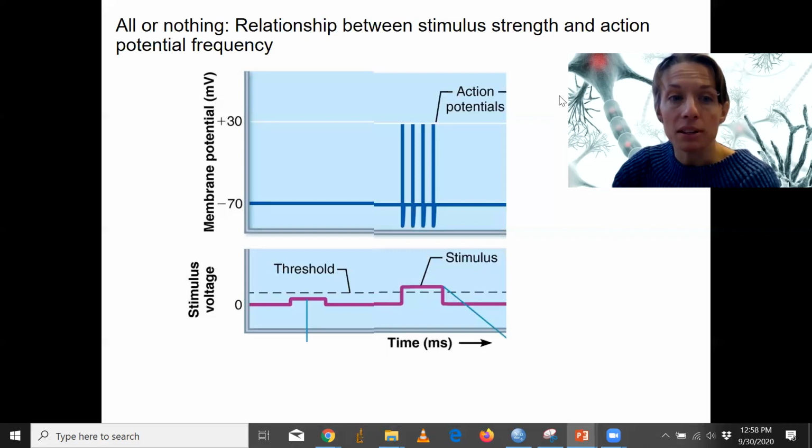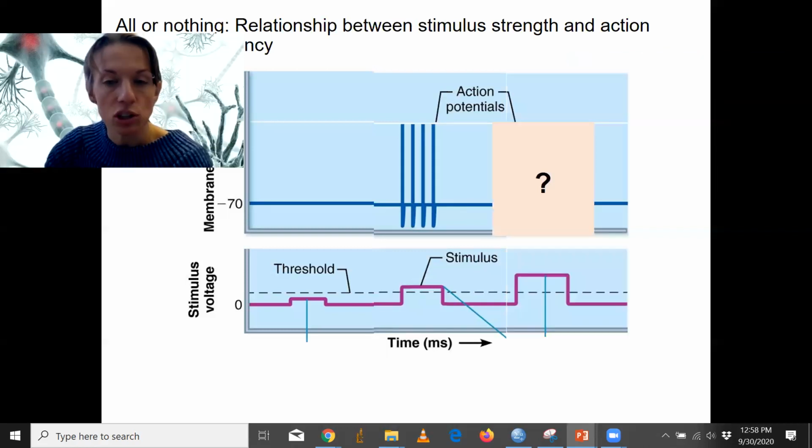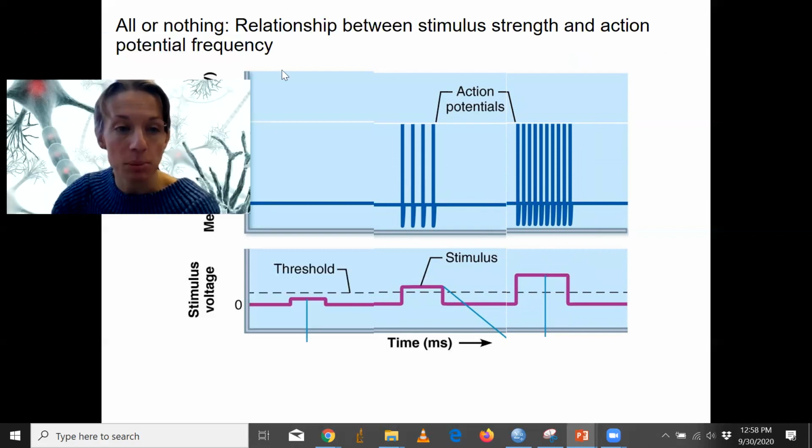Now, let's look at what happens if we have a stronger stimulus, a stronger depolarization for our stimulus. Are we going to have larger spikes? No, but we will have more spikes. So more action potentials will be able to be fired, and that's depicted like this. So the relationship between stimulus strength and action potential frequency is the higher the strength of the stimulus, the higher the frequency of action potentials, not the size of the action potentials themselves.